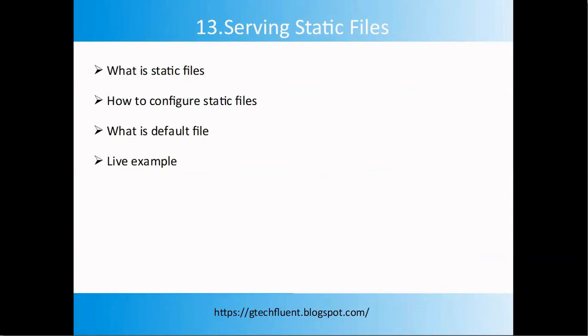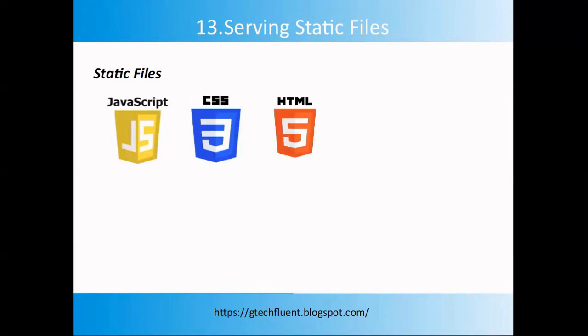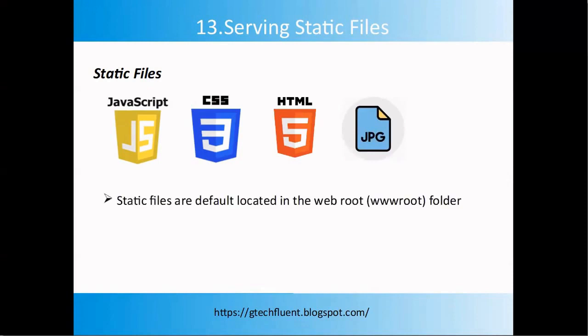So let's start. First we see what a static file is. Static files are files which are required for your application: JavaScript files, CSS files, HTML files, images or icons. These static files are by default located under the wwwroot folder inside our ASP.NET Core application. If you want to configure or use a static file, we need to configure the middleware, which is the UseStaticFiles middleware, in our ASP.NET Core application. So let's switch to Visual Studio and see the example of the static file.